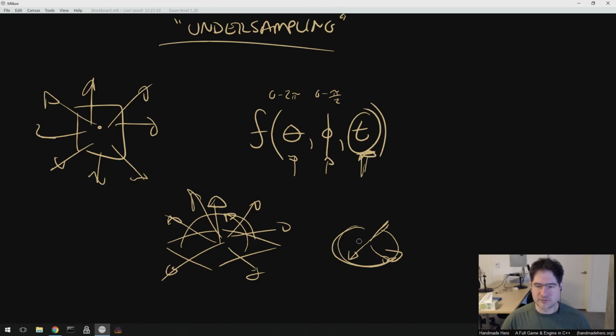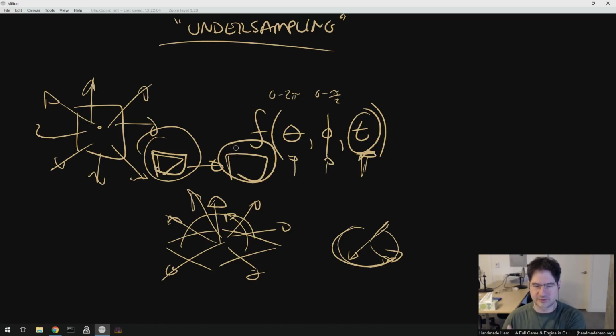Now, why do I include time in here? Well, I include time because this function changes over time. There's a light, and that light doesn't necessarily stay here. That light may move over here over the course of a second, let's say. And as it moves, we would expect the lighting answers to change. They're not going to be the same.